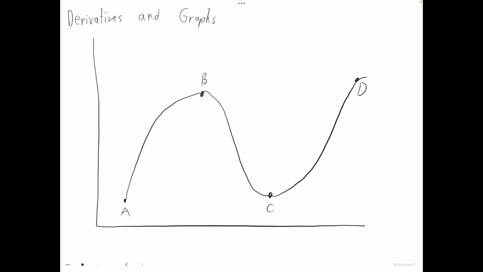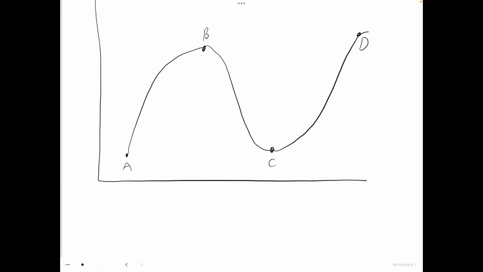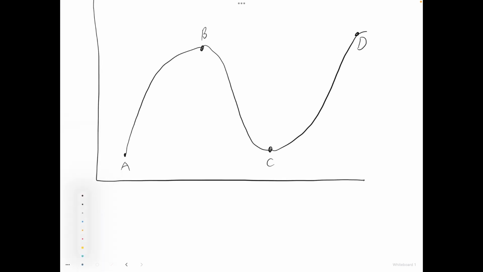in this graph, notice that we are increasing from A to B, meaning that the function is going up in value. And if we were to draw all of our tangent lines to the graph, all of them are positive from A to B. So we're increasing on A to B, and the derivative is positive.